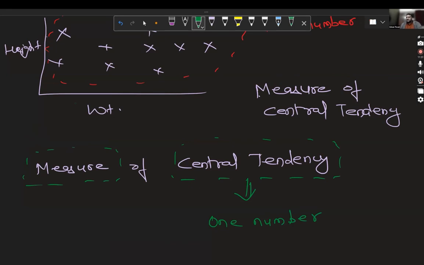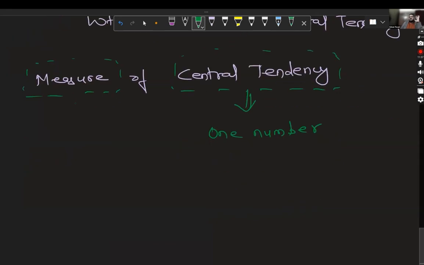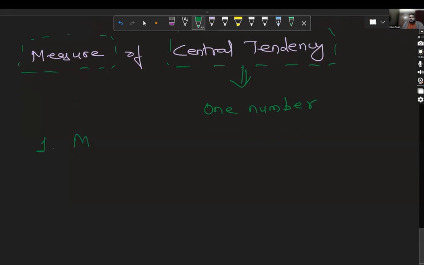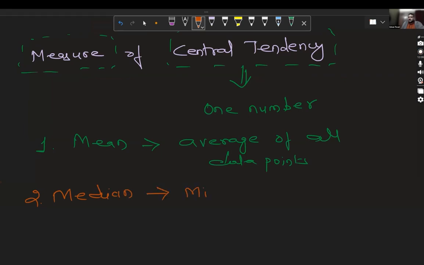And the process of measuring central tendency is done through descriptive statistics. We have three techniques, three data points, which help us calculate this measure of central tendency. These are mean, which is the average of all data points. Sorry for my bad handwriting, I'll try to make it easier to read. Second is median. What does median mean? It is the middle value of your data set.